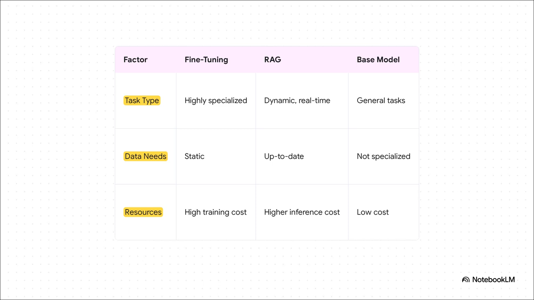Now, look at that resources row. Fine-tuning costs more money upfront to do all that training. RAG, on the other hand, has a higher inference cost, which just means it costs a little more each time you ask it a question. And of course, for simple stuff, the base model is the cheapest and easiest way to go.